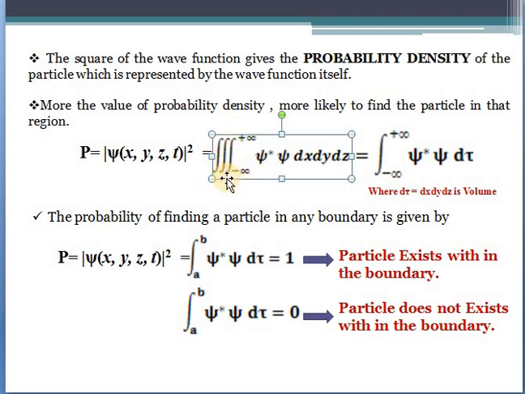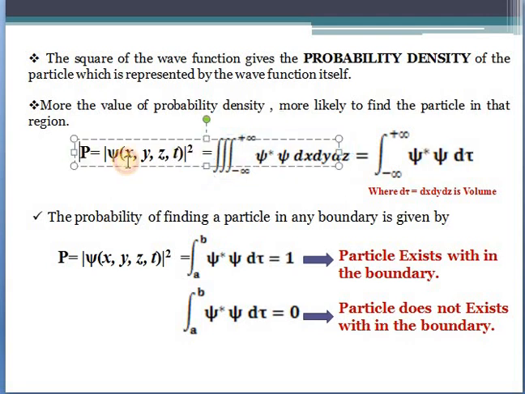So P, which is represented as modulus of psi square, is in general written in the form of a volume integral from minus infinity to plus infinity of psi star psi dx dy dz. This dx dy dz can simply be called d tau, which gives you the volume term. So this equation can be modified as the integral from minus infinity to plus infinity of psi star psi d tau. So this will give you the probability density. And what will the probability density give you? The probability of finding a particle in a quantum mechanical system at a given instant of time.